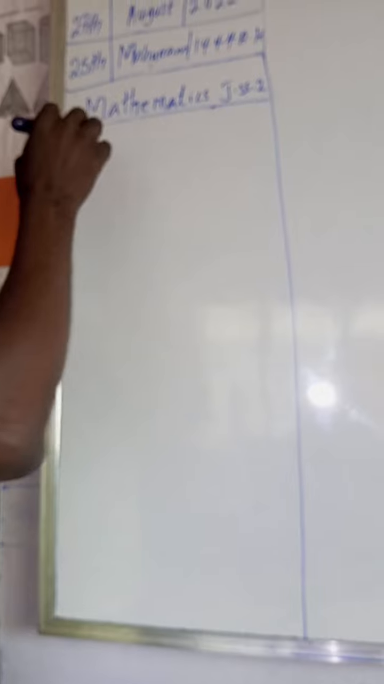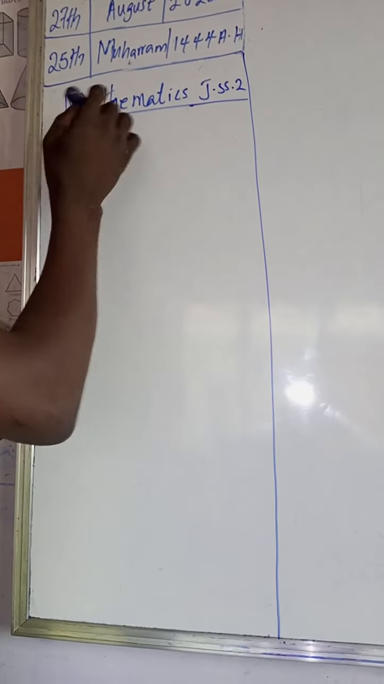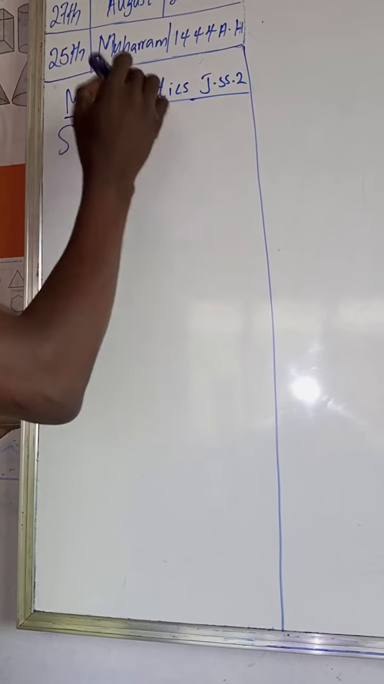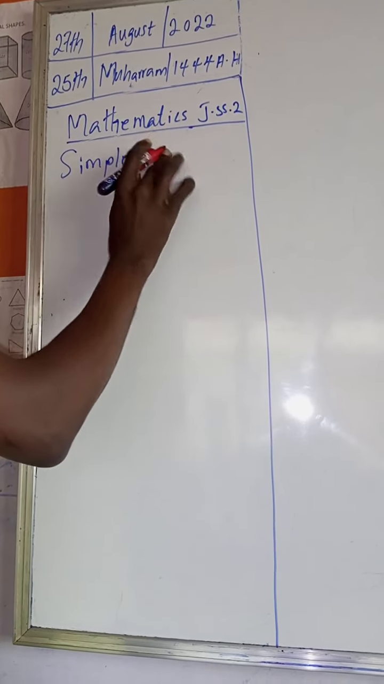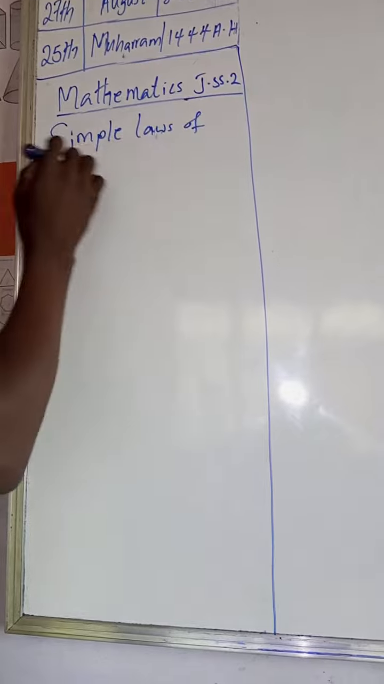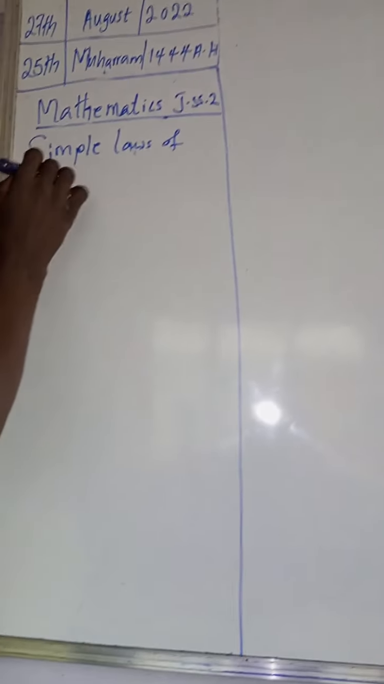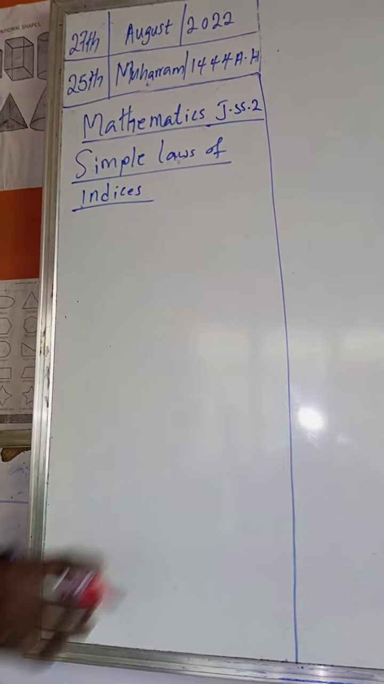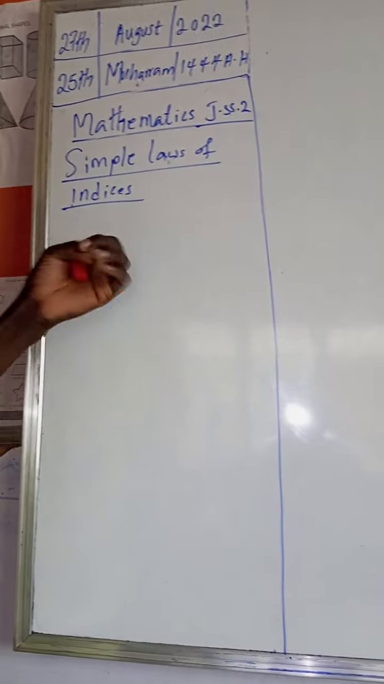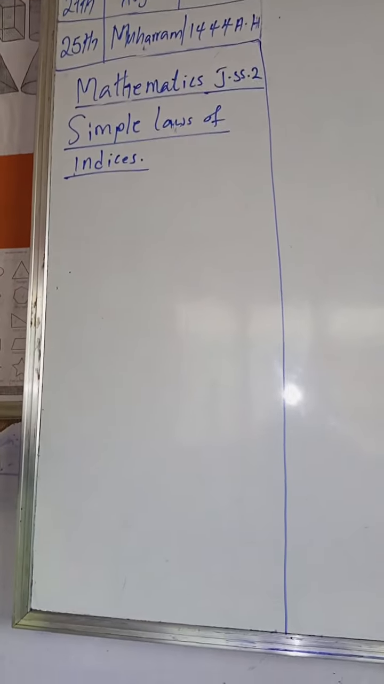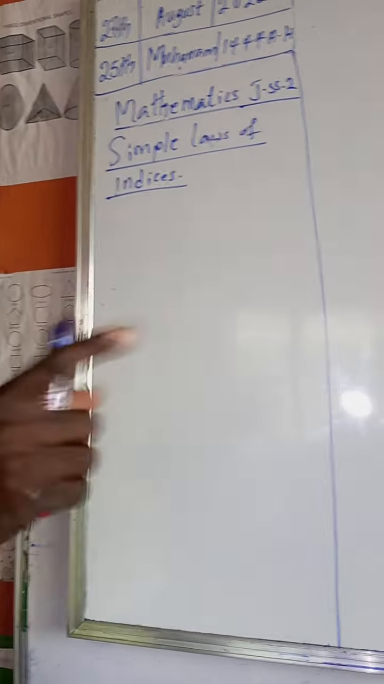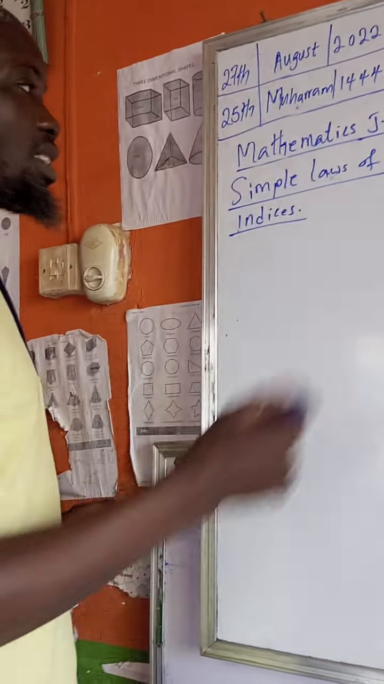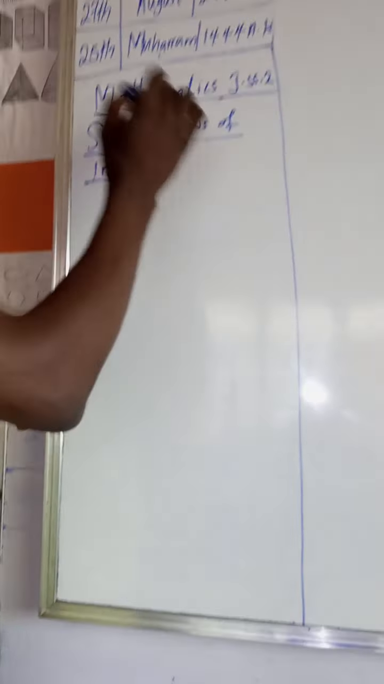So, looking at it, we actually want to look at some simple laws of indices. Simple laws of indices. This will be the second time this topic will be introduced. The first time they were introduced to it was in Basic 5 and 6.